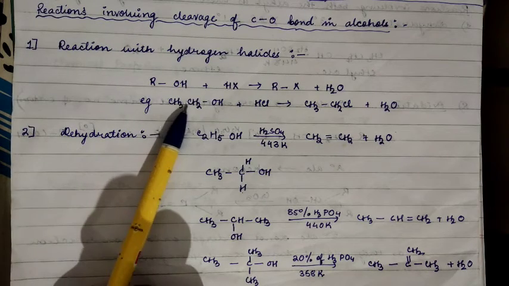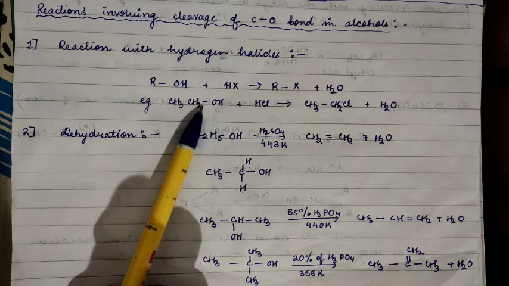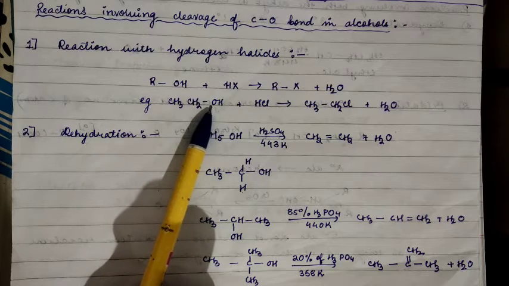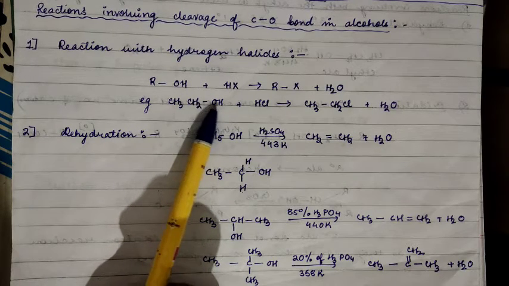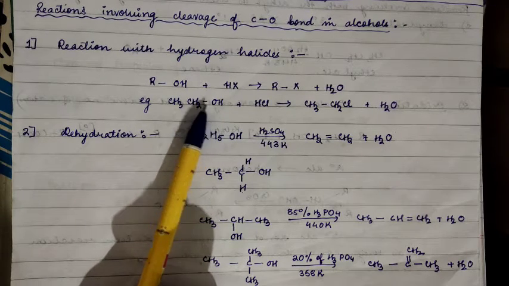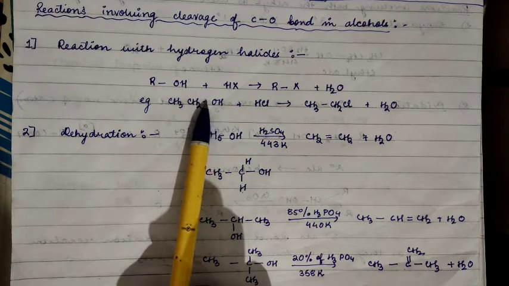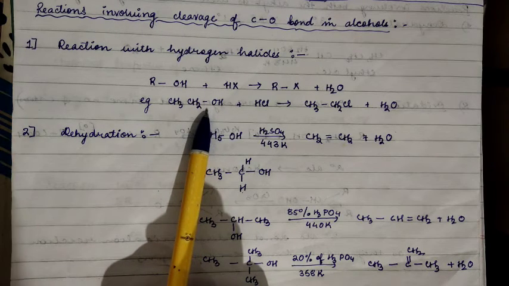As you can see here, ethanol, that is CH3CH2OH. So this carbon has a bond with oxygen. So this is the OH that makes this compound alcohol. So the bond between this carbon and this oxygen will be broken and some of the products will be obtained.